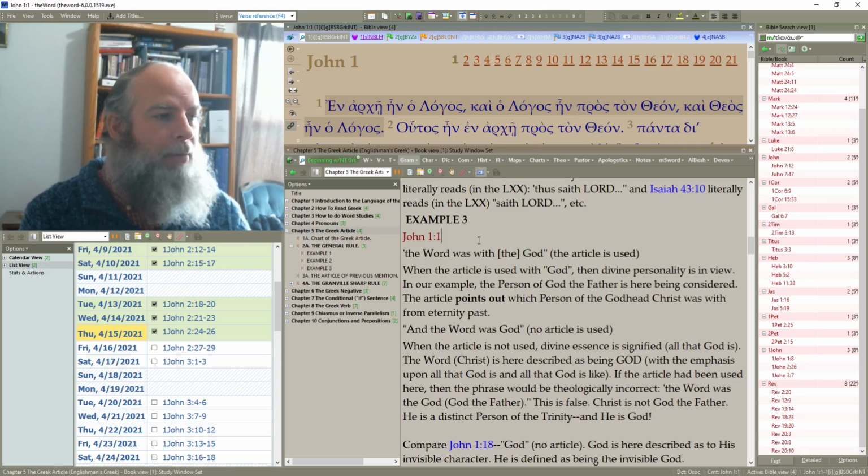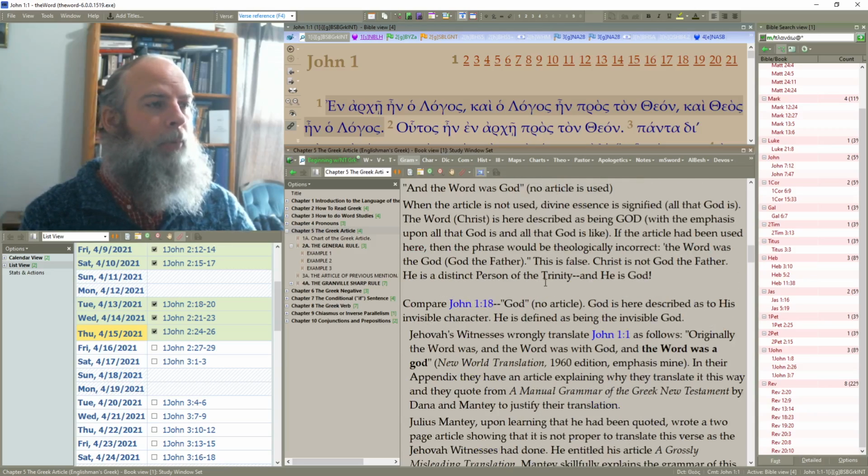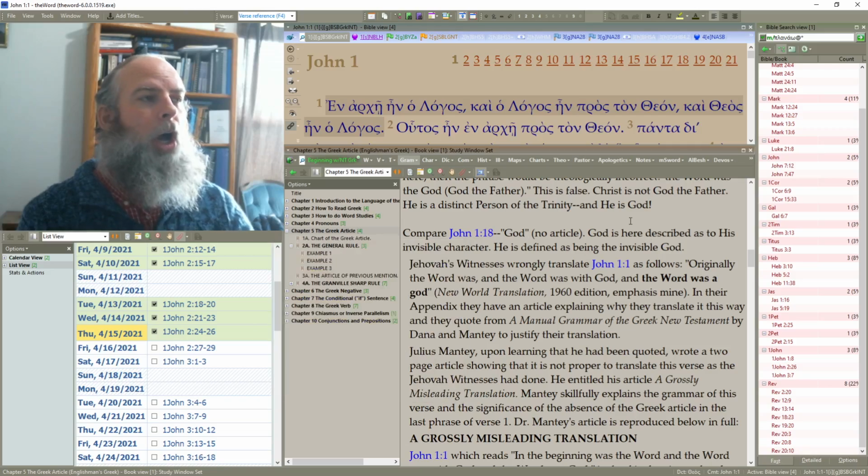If the article had been used here, then the phrase would be theologically incorrect: the Word was the God the Father. This is false. Christ is not God the Father. He is a distinct person of the Trinity, and he is God. Very important there. Compare John 1:18.